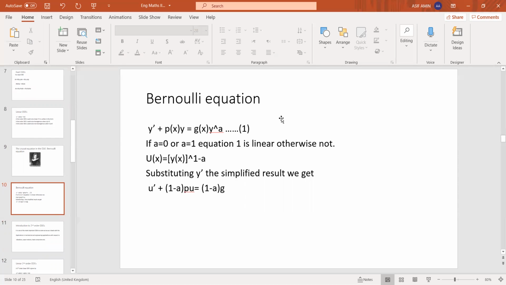Substituting u(x) = [y(x)]^(1-a), and substituting y' and simplifying, we will simply get u' + (1-a)p u = (1-a)g.